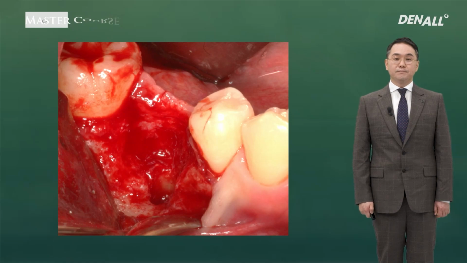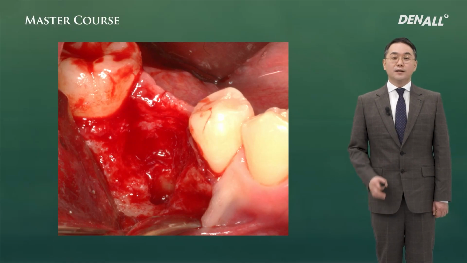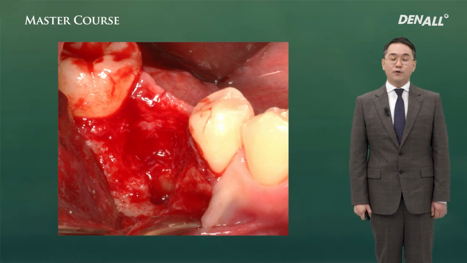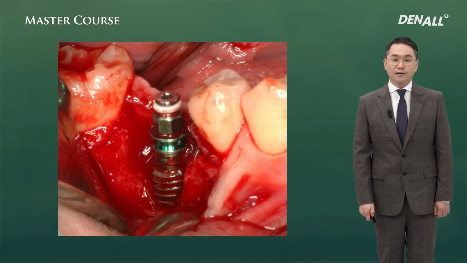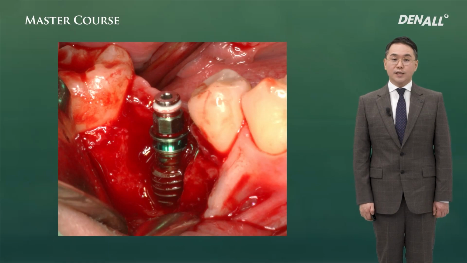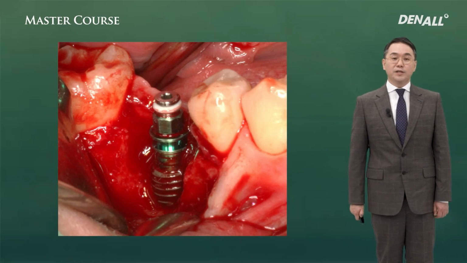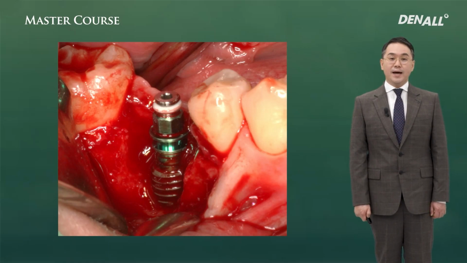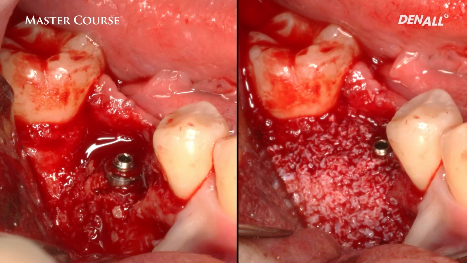I extracted, opened the flap, checked the buccal bone defect, and placed the implant. After that, in order to regenerate the destroyed buccal bone and to provide support around the implant, I did GBR. Sandwich technique was done. Around the exposed implant, I used autograft, and on top of it, I used a xenograft. Ossbuilder was used to cover the overall bone graft.